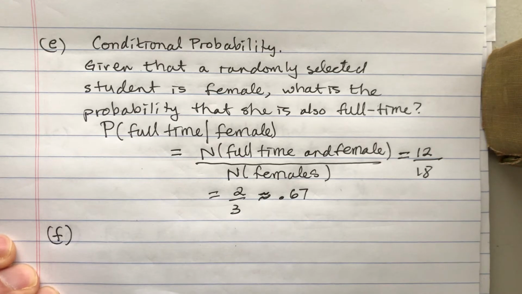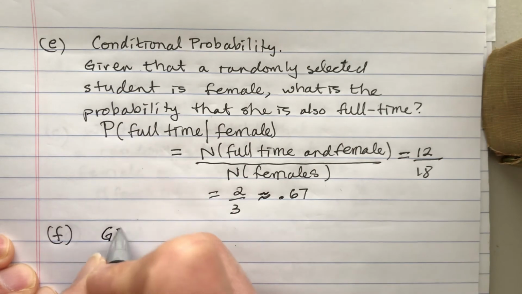So that's a conditional probability. Conditional means that you're drawing a student's name at random, but then you're given this information: oh, by the way, that's a female. So what's the probability that's full-time? You're putting aside the whole group of males. Don't care about them for that problem.